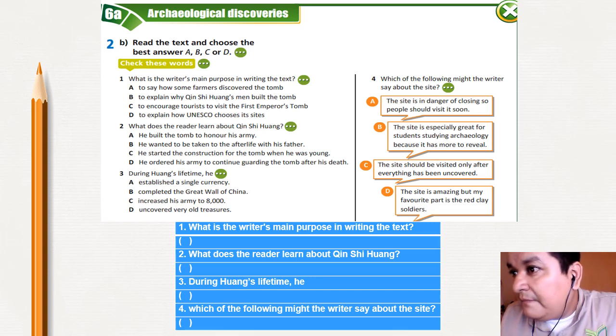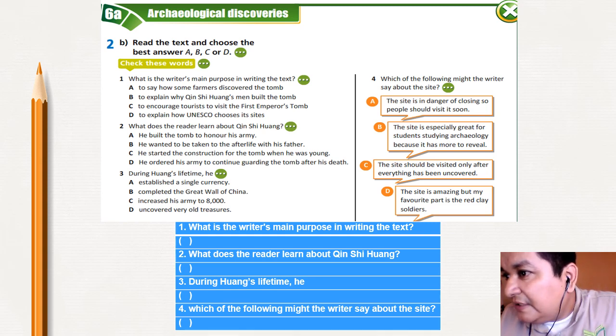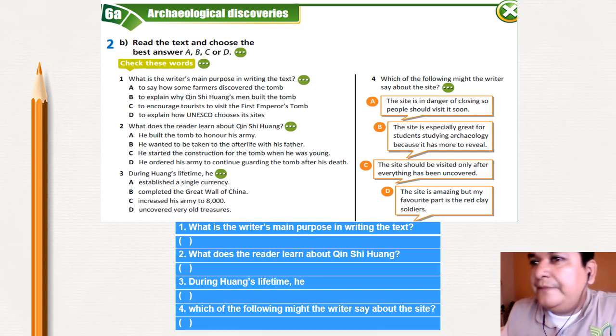Which of the following might the writer say about the site? The site is in danger of closing, so people should visit soon. The site is especially great for students studying archaeology because it has more to reveal. The site should be visited only after everything has been uncovered. The site is amazing, but my favorite part is the red clay soil.